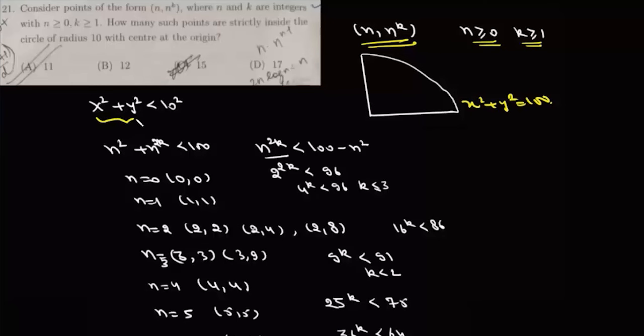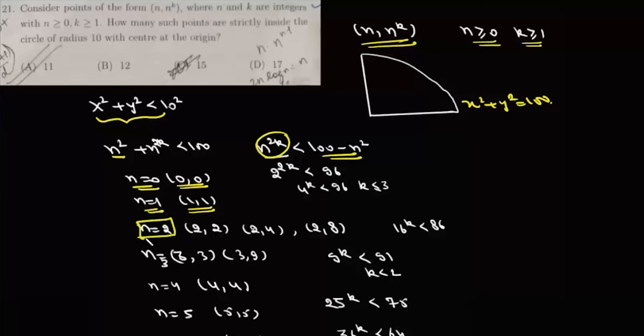x² + y² should be less than 100, and x is n and y is n^k. So basically n² + n^(2k) should be less than 100, or n^(2k) should be less than 100 minus n². Now n starts from 0. So if we take n as 0, we get only 1 point, (0, 0). If we take n as 1, again we'll have 1 point, (1, 1).